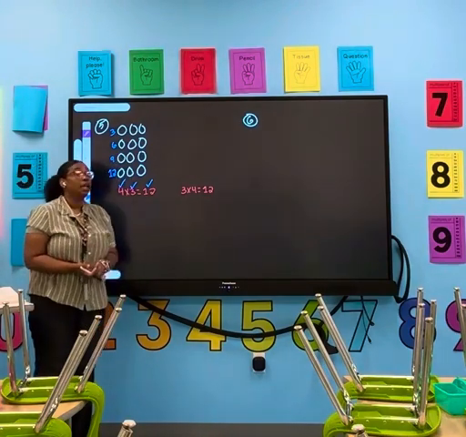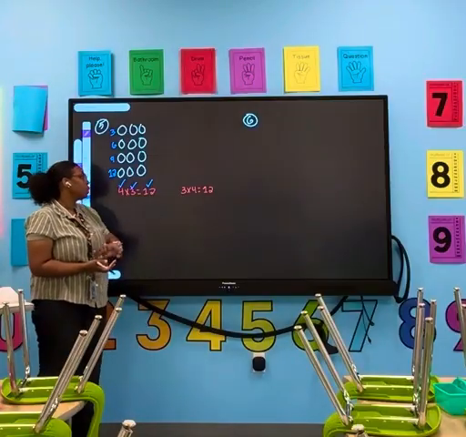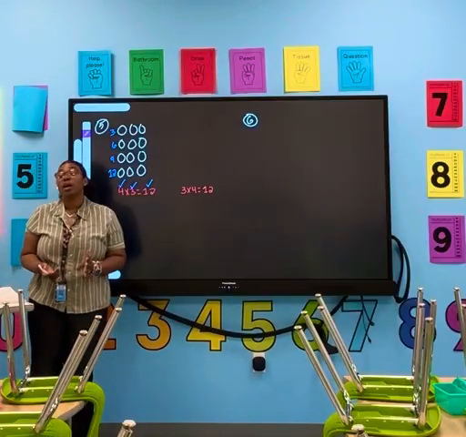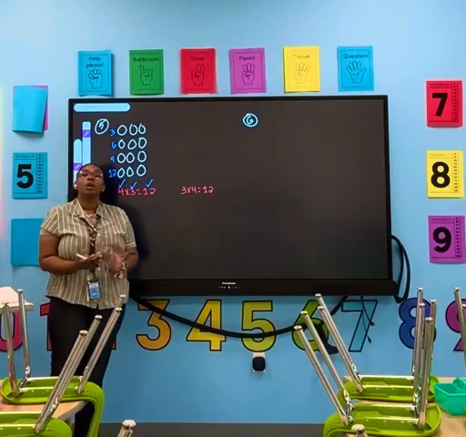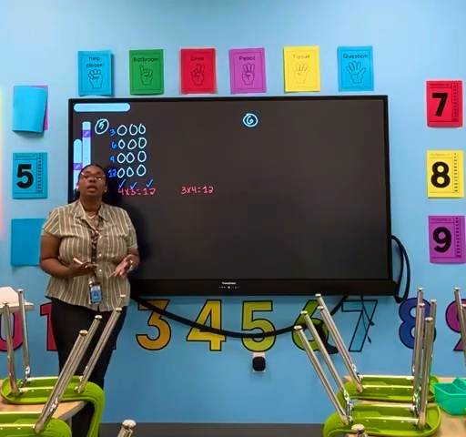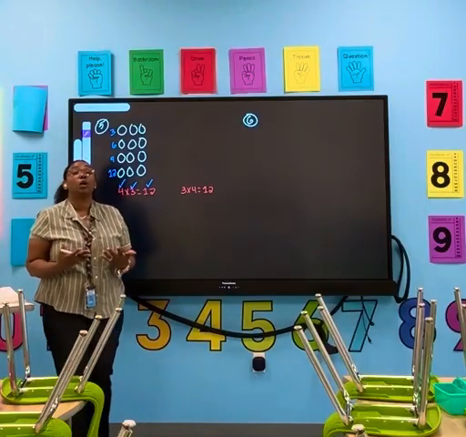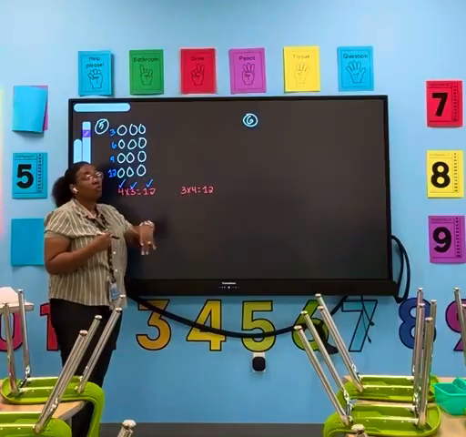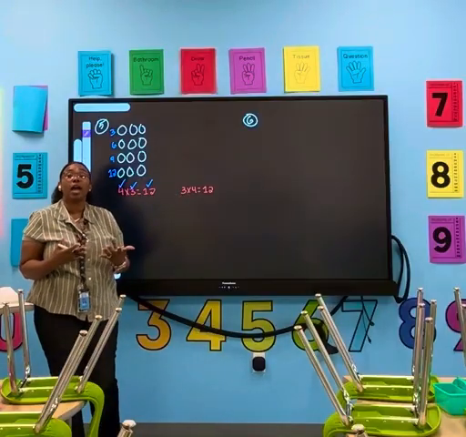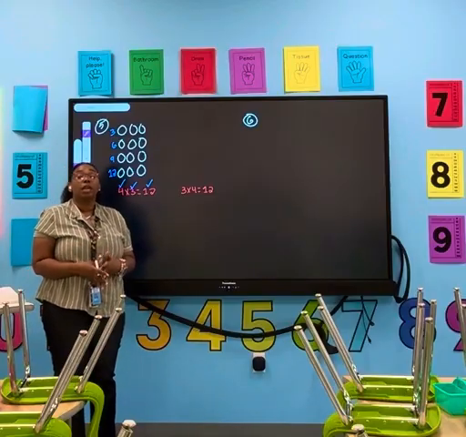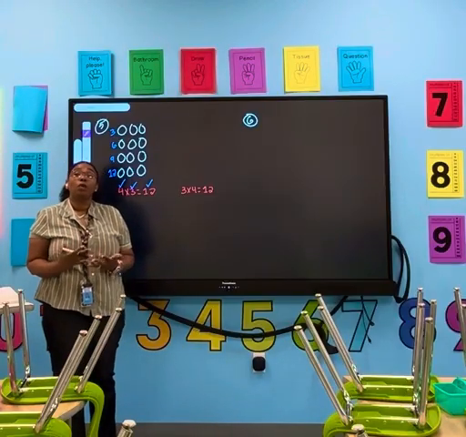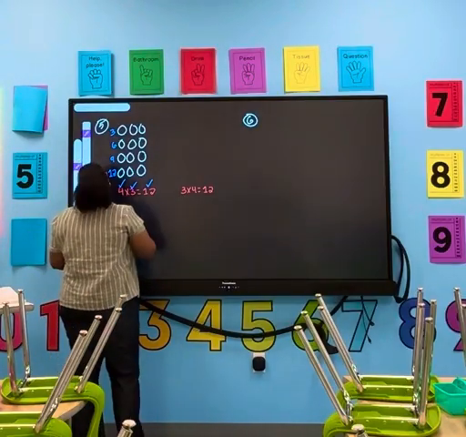Now they want me to draw an array for this equation of 3 times 4 equals 12. So let's do that, remembering that our first number 3 stands for the rows. So I'm going to have 3 rows, but then the second number 4 tells me how many I'm going to have in each row, the columns. So I'm going to have 3 rows with 4 in each row. That's what I'm going to draw right now.